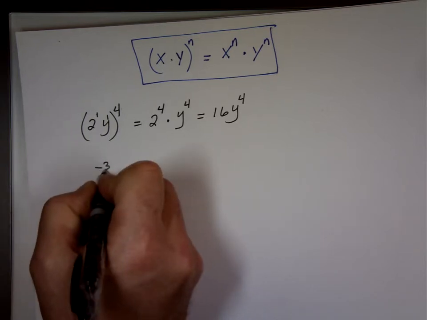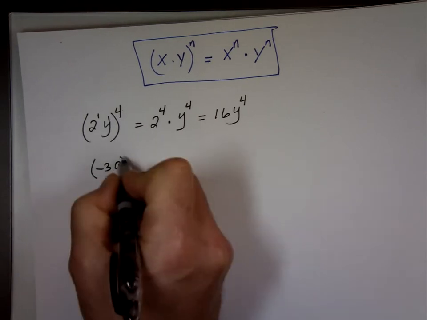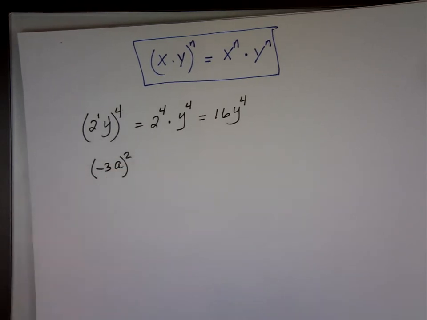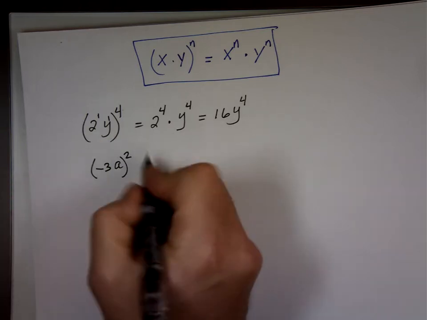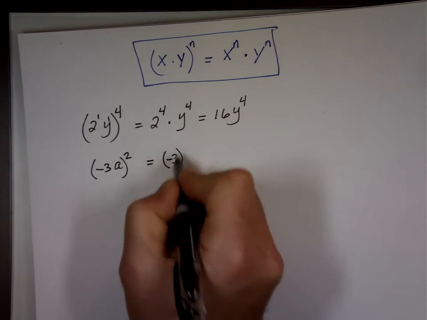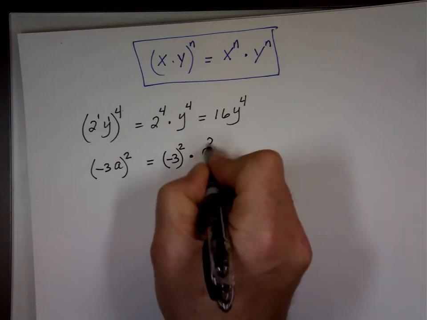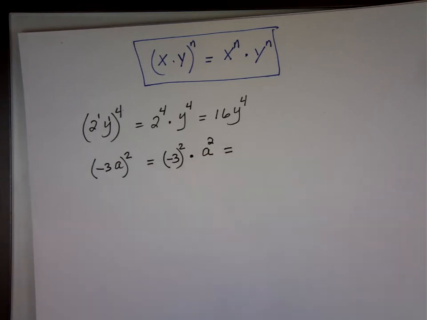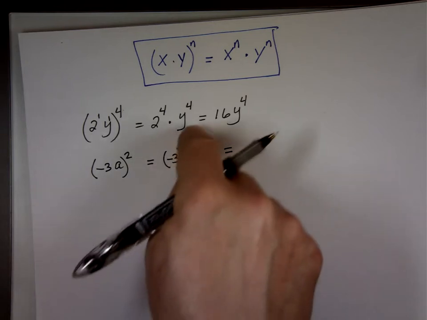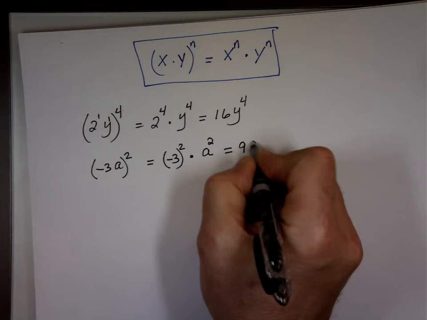Negative 3, a to the 2nd power. Notice the negative 3 inside the parentheses. Again, this can be written as negative 3 to what power? 2 times a to what power? 2. What's negative 3 squared? Positive 9. Positive 9 a squared.